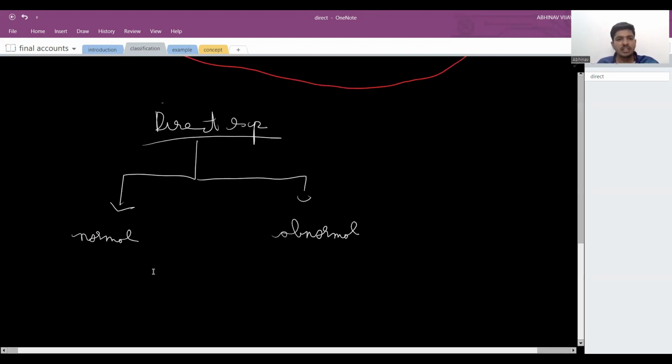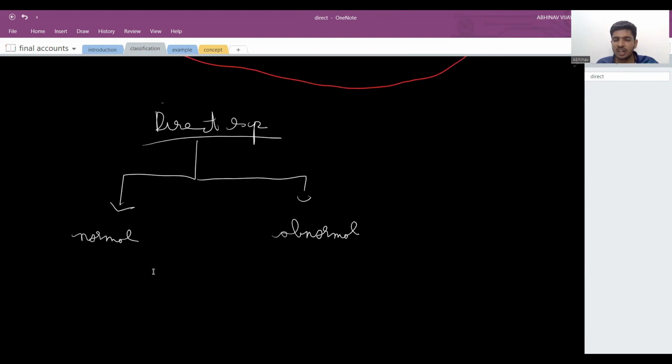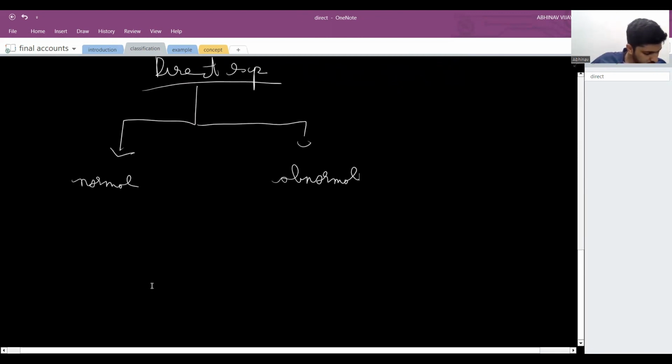The reason I'm not able to define it is because we can only define it by giving an example, like the difference between normal and abnormal. Don't worry, you'll understand by the end of the examples that I'm going to give you. Abnormal is expenses that are not normal. Okay, I'm going to give you a better example, a better definition.